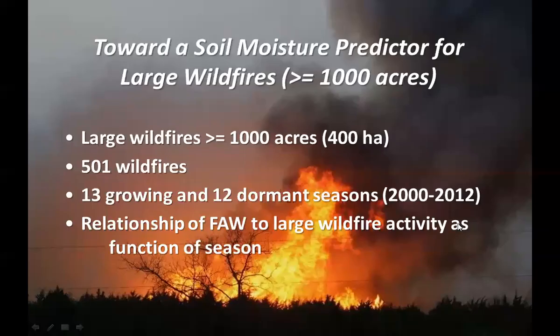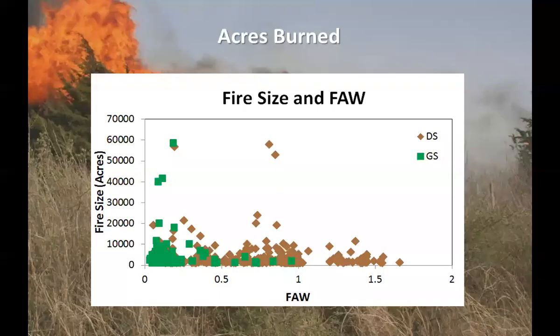And in particular, we looked at large wildfires over 1,000 acres from the time period 2000 to 2012. There were actually 501 of them. And we wanted to see the relationship of FAW to large wildfire activity as a function of either dormant season or growing season. And here's just a graph of fire size versus FAW over that 12, 13-year period.